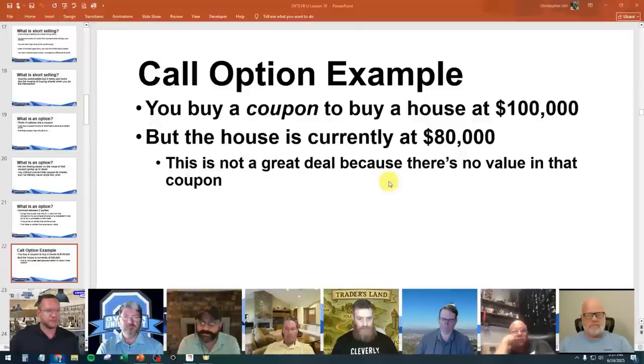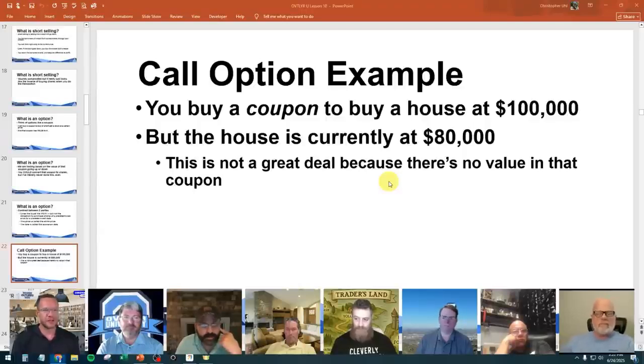Let's say Brad, you're out in, I don't know, Kentucky or something, and you're like, that's a pretty cool house. I got this coupon to buy it for $100,000, but it's currently valued at $80,000. Is that a good coupon to you? No. Would you pay very much for that coupon? I wouldn't pay anything for it. Exactly. Precisely. Right. Who would?